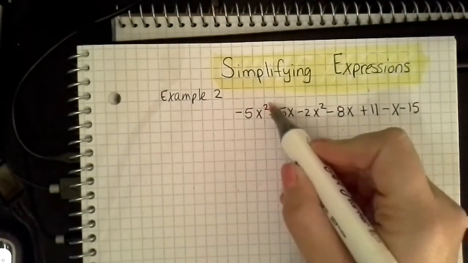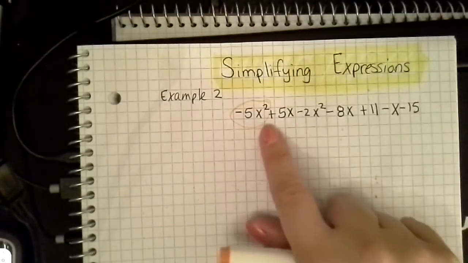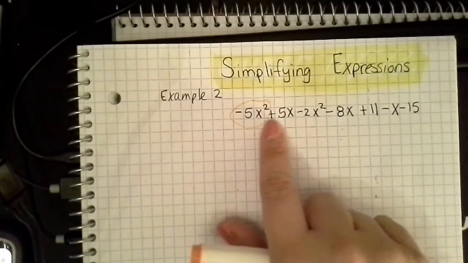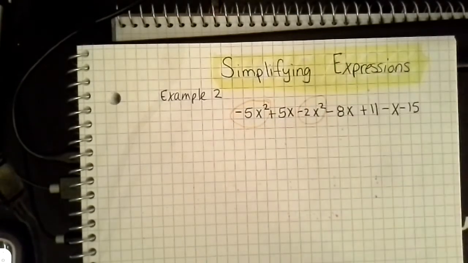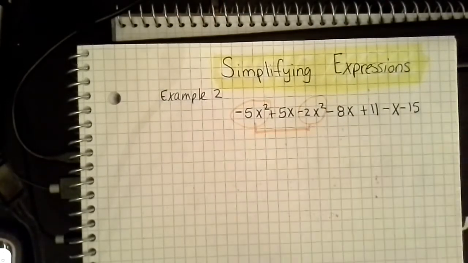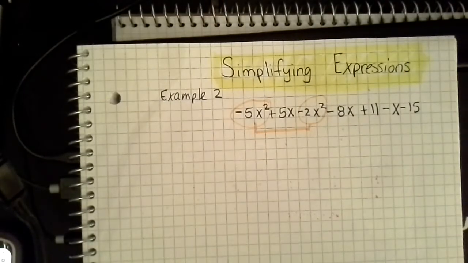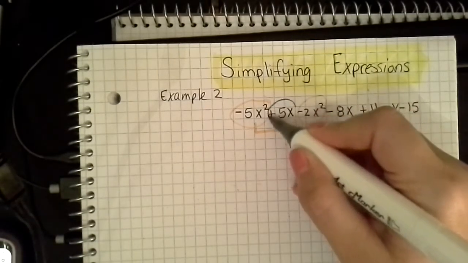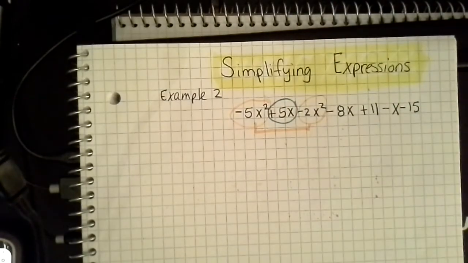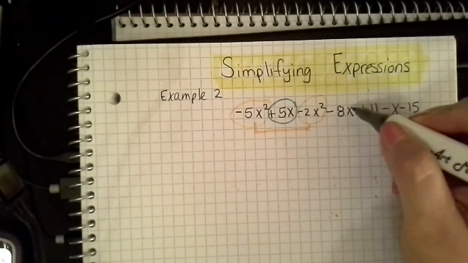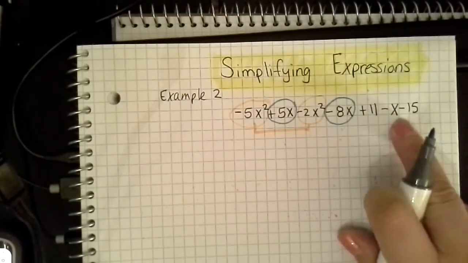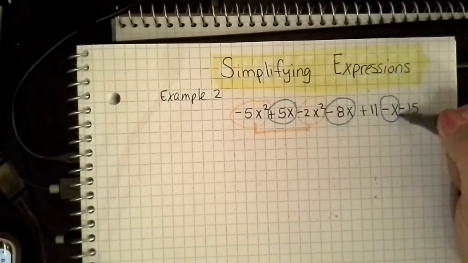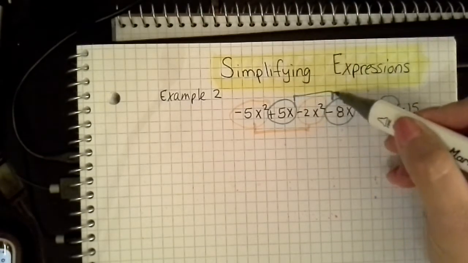If I have an x squared term, I'm going to look for another term that has an x squared. If I scan through, the other term that has an x squared is this one here. So these two will be combined. I will then look for the next one, which is positive 5x, and see if I can find any other terms with an x. It looks like I have a negative 8x here, and another negative x here. So I have to combine all of these together.